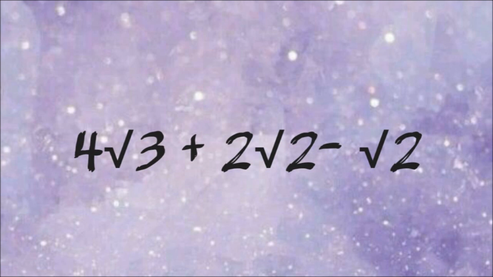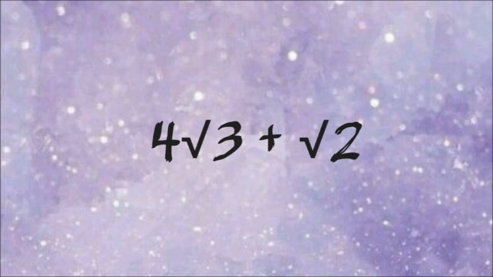We can subtract 2 square root of 2 and square root of 2 since they have the same radicand. 2 minus 1 is 1 and copy the root. You don't need to write 1 though. 4 square root of 3 can't be added to 2 square root of 2 since their radicands aren't the same. Thus, the answer would be 4 square root of 3 plus 2 square root of 2.